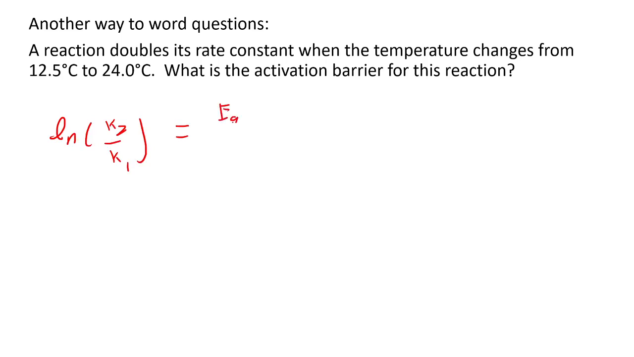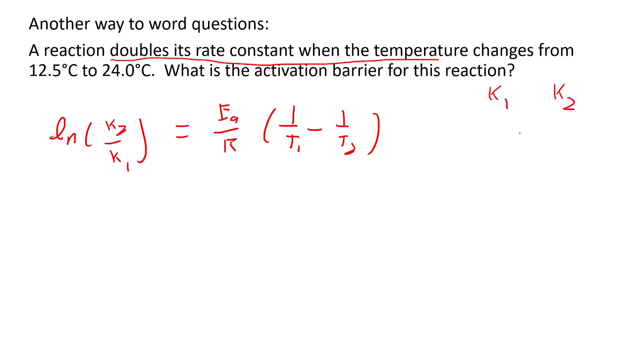So we write out our equation. And initially, this looks like it wouldn't be doable because they've told us T1 and T2, but we don't know K2 and K1, so we've got both of those being issues. How would I work with those? Well, what they've told you is a reaction doubles its rate constant when the temperature changes from 12.5 to 24. That means that we can relate K1 and K2 to each other. Specifically, when you go from 12.5 to 24, you double its value.